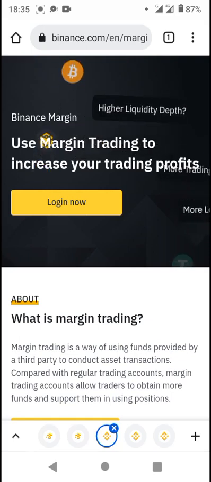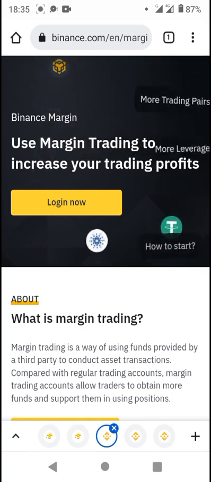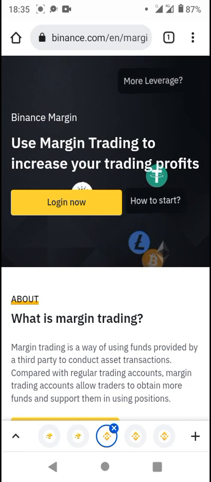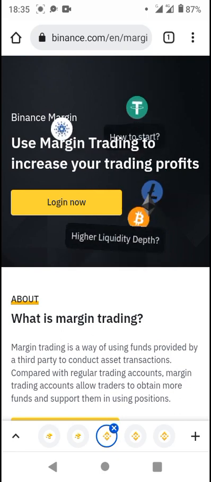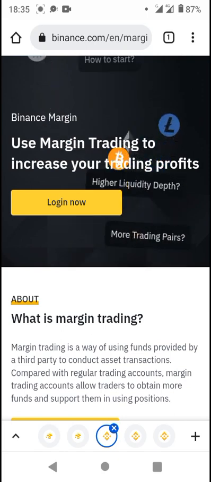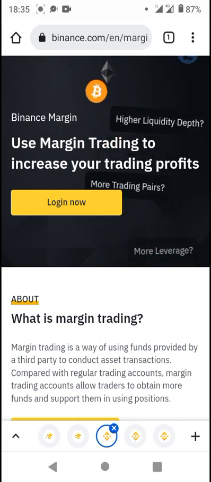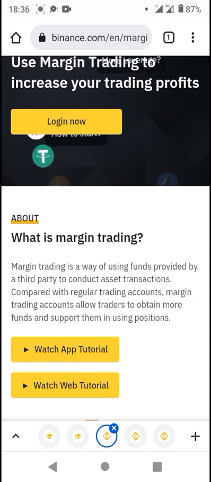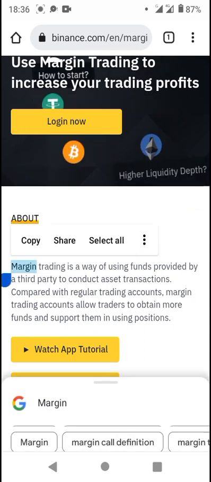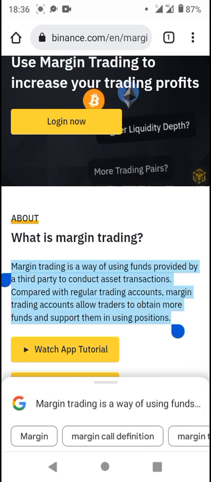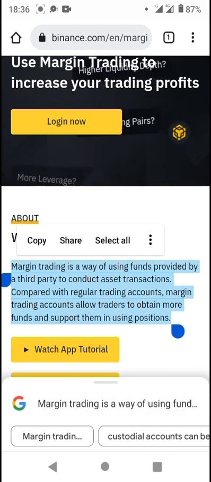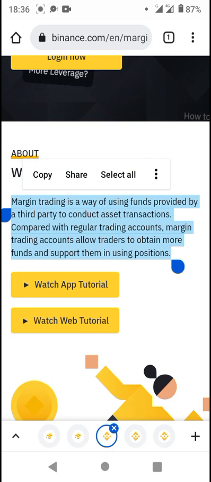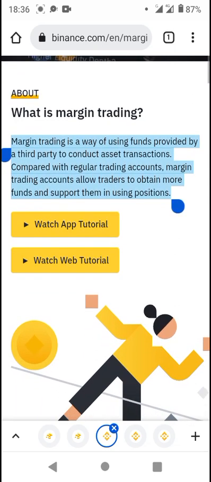Margin trading allows users to increase their trading profit on the Binance platform. If you're an experienced trader or investor, you may want to use margin trading. For beginners, margin trading is a way of using funds provided by a third party to conduct asset transactions on the Binance platform. Compared with regular trading accounts, margin trading accounts allow traders to obtain more funds and support them in using positions.